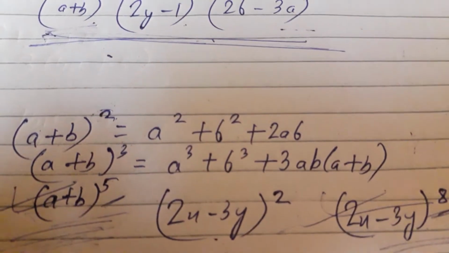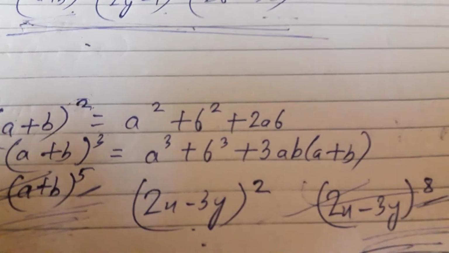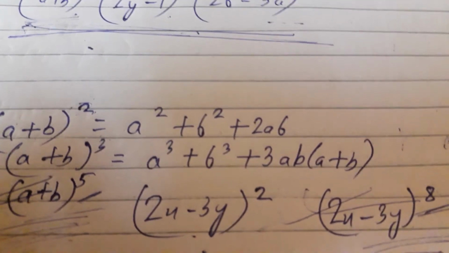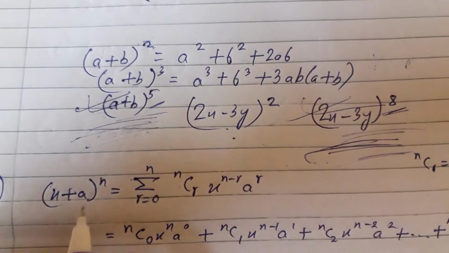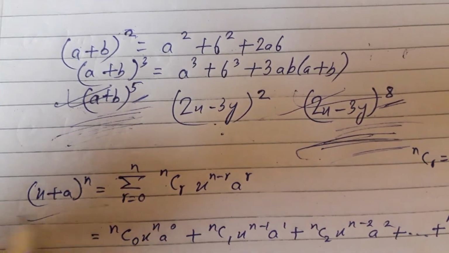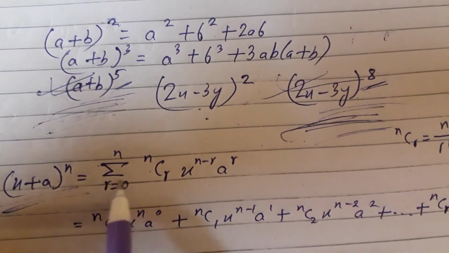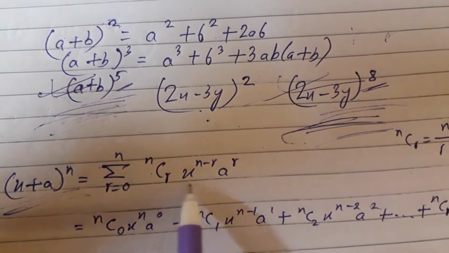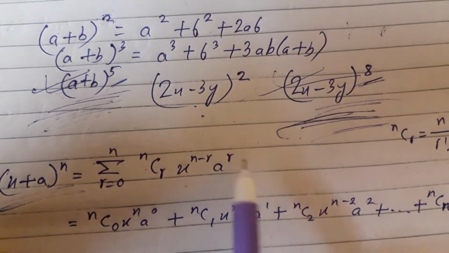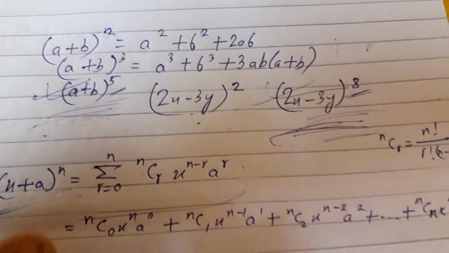Okay, but now we will be dealing with only the positive index. So let's start with the formulas. The first formula is (x + a) to the power n. If you have to expand this term, I have already written: summation r equals 0 to n, nCr x^(n-r) a^r. In this way you have to expand this term.